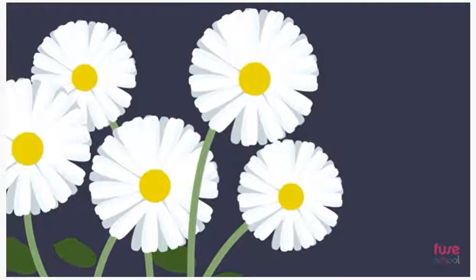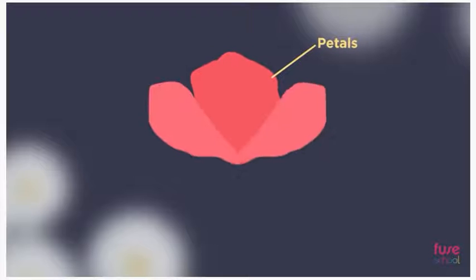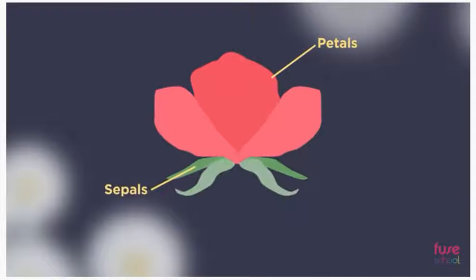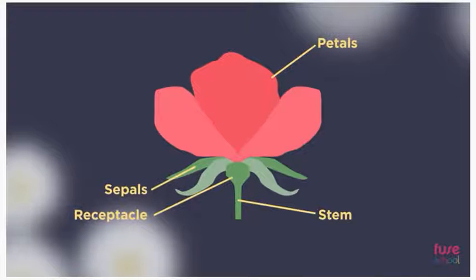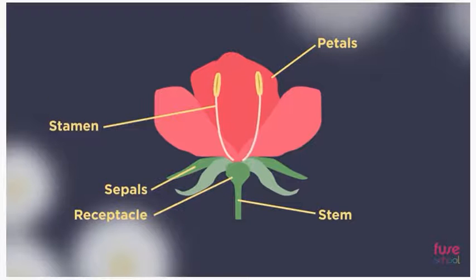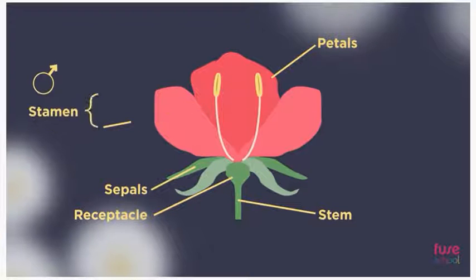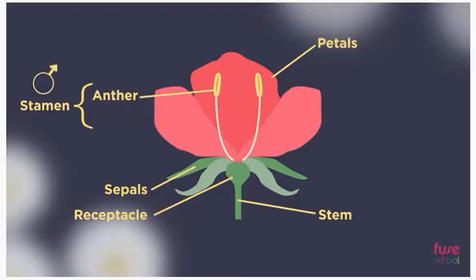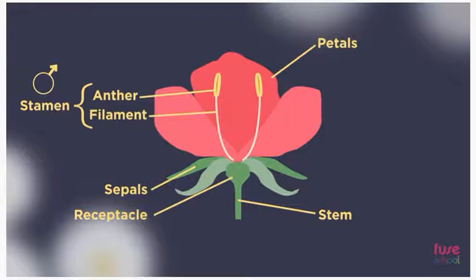Let's start with labeling the different parts of the flower. The petals and the sepals help to protect the flower bud and can be brightly colored or scented to attract pollinators. The stem and the receptacle are the parts that connect the flower to the rest of the plant. The stamen is the male part of the flower. It consists of the anther, where pollen is produced, and the filament, which is the stalk that supports the anther. These structures are responsible for the production and positioning of pollen, the male gamete.